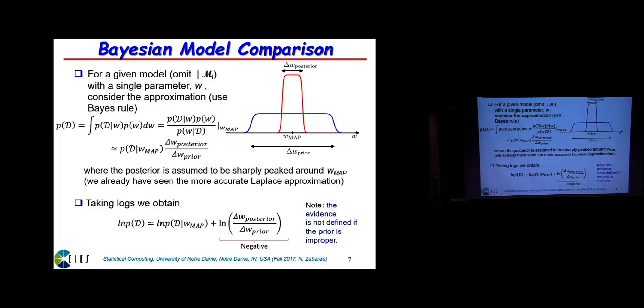So if you take the logs of this, you get the log of the likelihood plus the log of the extent of the posterior divided by the extent of the prior, and you agree that this is a number that's less than 1. Right? So a log of something less than 1 is negative. So effectively, you can immediately appreciate that when you try to maximize this marginal likelihood, it is a competition between maximizing the likelihood, which you can keep doing with more and more complex models, but then there is this term that penalizes you, right? And it is the balance of complexity and fitting the likelihood that will tell you what is the best model.